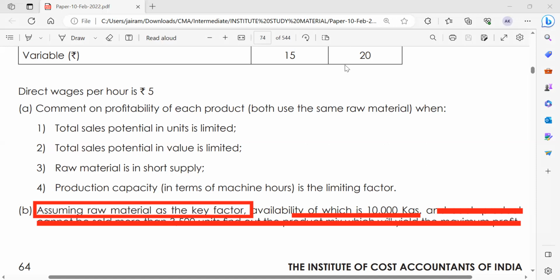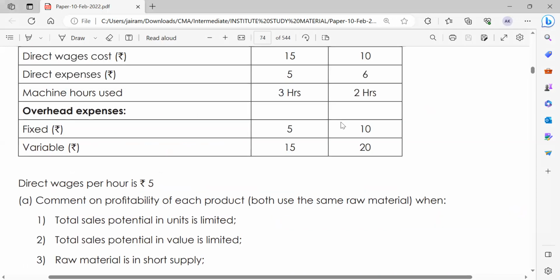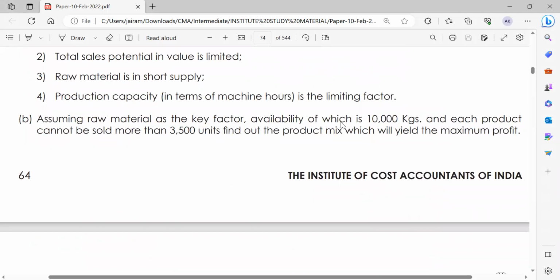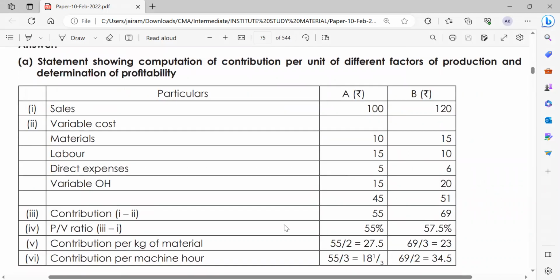You would have produced A. Why? Because contribution per unit of key factor is more in A. Here we had calculated. So you would have manufactured only A, right? But now that is not the question.